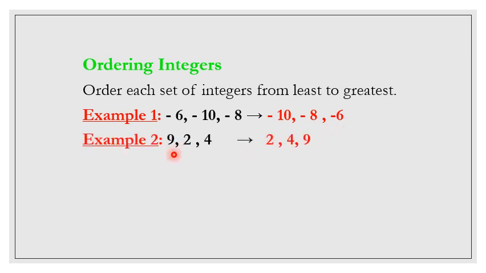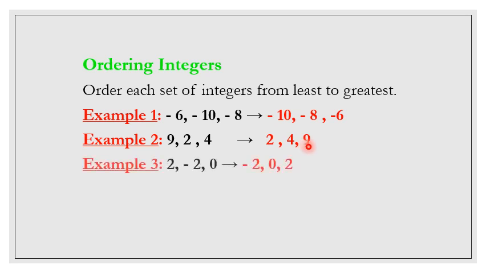Example 2, I have positive 9, positive 2, and positive 4. I want to order them. I know any number is greater than a number to its left on the horizontal number line. So I can start from positive 2 as the least value, then positive 4, then positive 9.